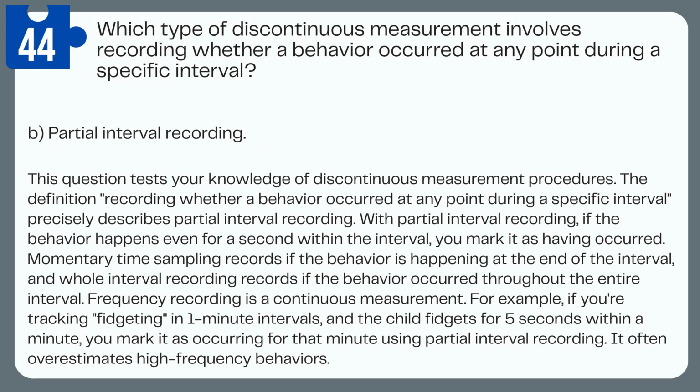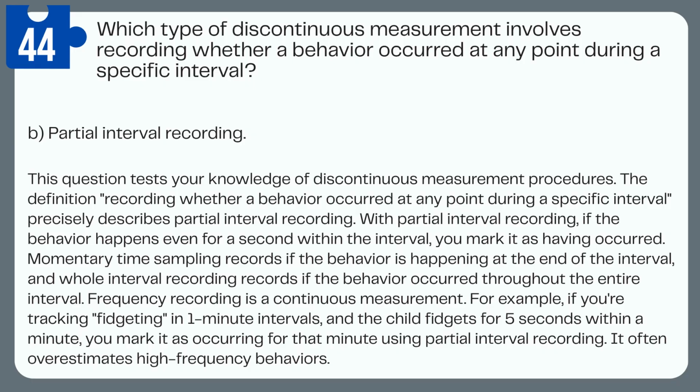Answer: B. Partial interval recording. This question tests your knowledge of discontinuous measurement procedures. The definition, recording whether a behavior occurred at any point during a specific interval, precisely describes partial interval recording. With partial interval recording, if the behavior happens even for a second within the interval, you mark it as having occurred.